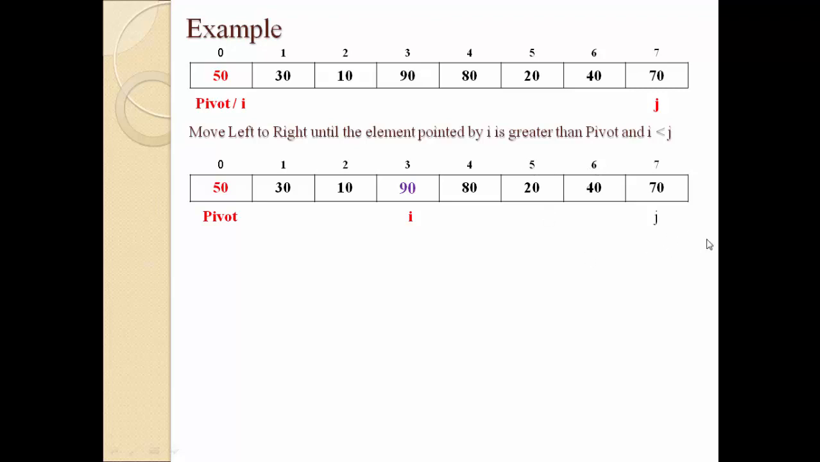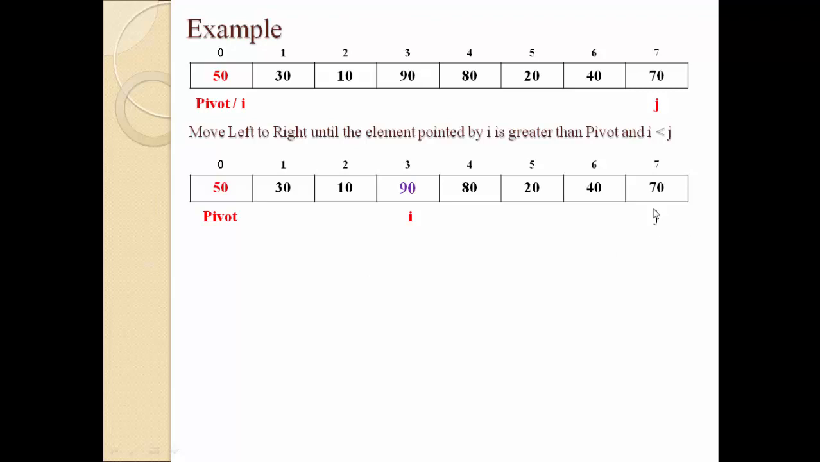When we move from right to left, at that time we have to identify the number which is less than or is equal to the pivot element. When we move from right to left, we have to decrease the value of j and identify the number which is less than or is equal to the pivot element.